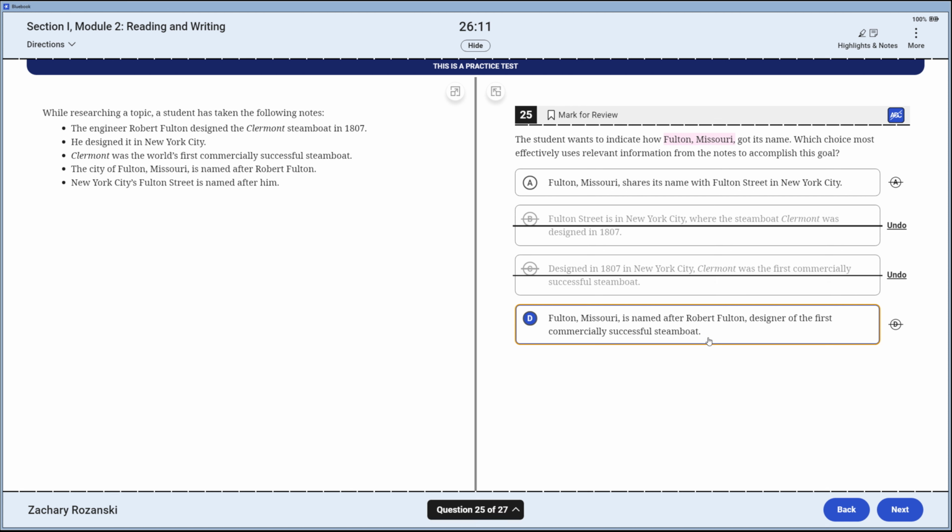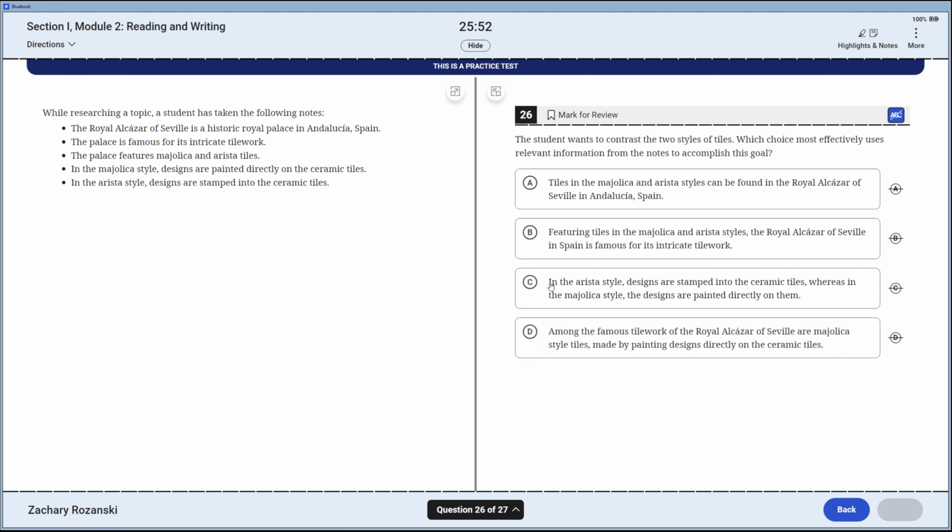The Claremont, this has absolutely nothing to do with the specific detail by itself, is named after Robert Fulton, designer of the first commercially successful steamboat. I love this. I'm going to make sure it's factual because I guess A could be chill. The city of Fulton, Missouri is named after the designer of the first commercial steamboat. Absolutely. This is a true fact, and I love it. A fails. It's not saying how Missouri got its name.